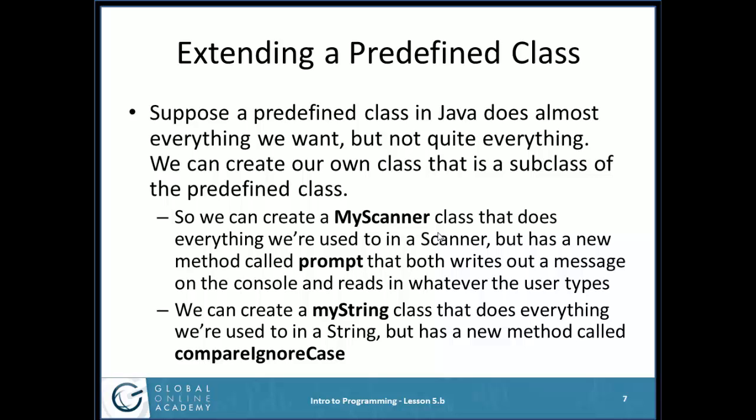Or maybe we create a myString class that does everything we're used to in a string, but it has a new method called compareIgnoreCase. You remember when we talked about string class in our previous lesson, we found that there was an equals ignore case. Maybe we think a compareIgnoreCase would be a nice thing to have, so we'll write one.